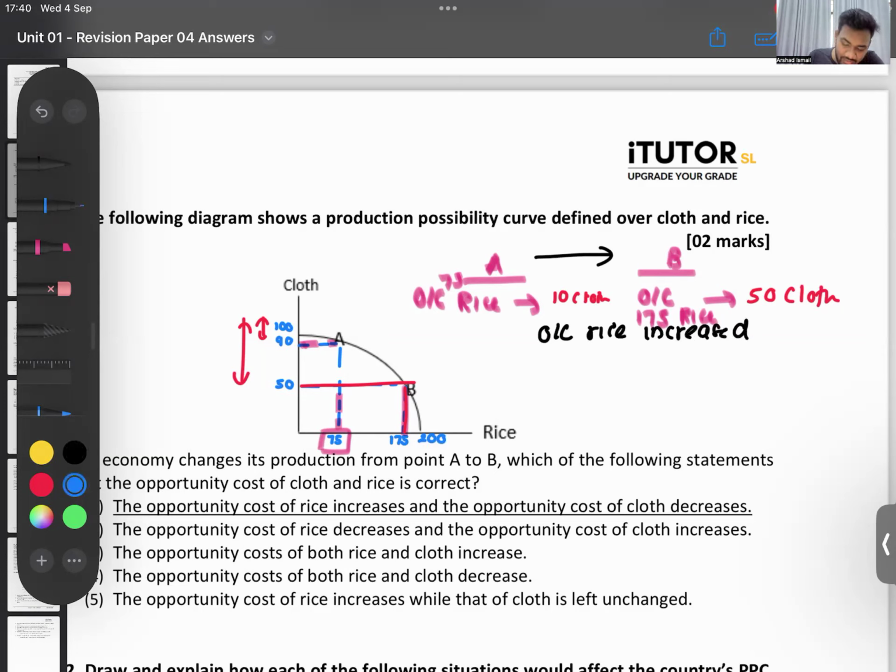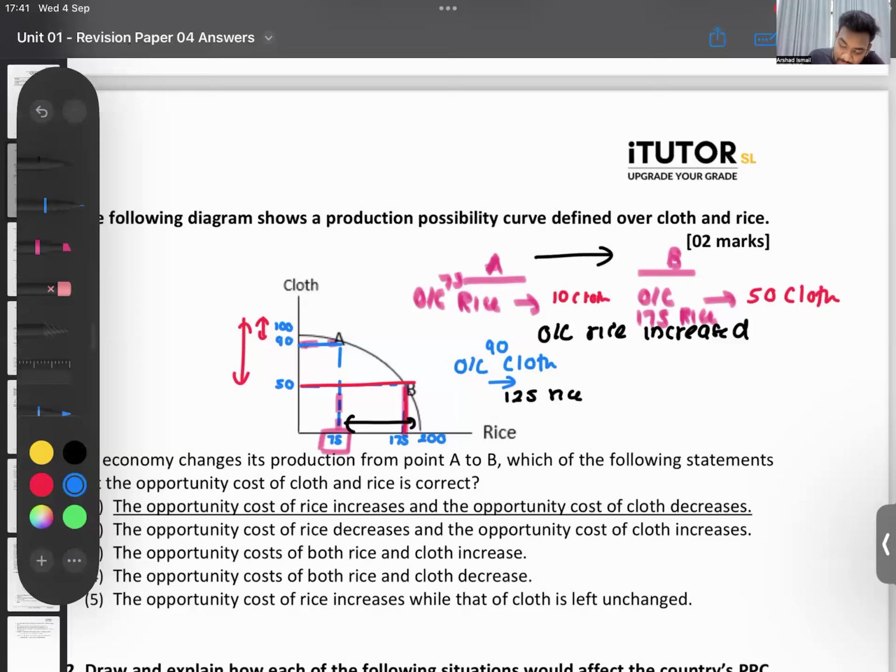Then in the same way, we'll go the other way. At point A, what is the opportunity cost of producing cloth? At point A, you're producing 90 cloth. Because you're producing 90 cloth, how much of rice do you have to sacrifice? Read the diagram. Because you're producing 90 cloth, you can produce only 75 rice. So how much of rice are you sacrificing? You're sacrificing 125 rice. So your opportunity cost is 125 rice.